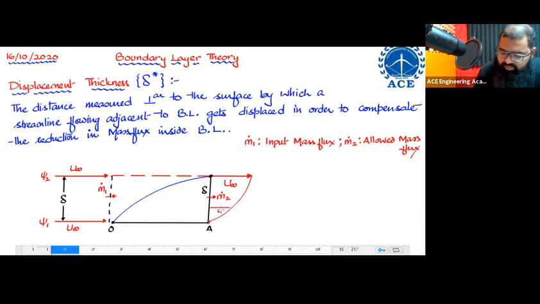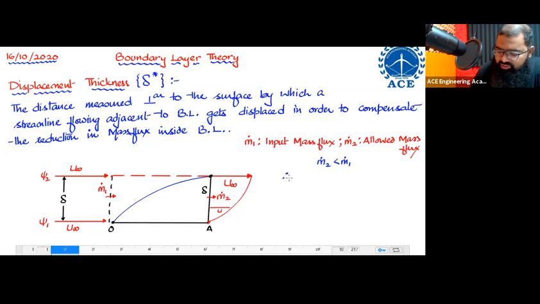Velocity, let us say something which is less than u infinity. Likewise, I'm having less than u infinity, less than u infinity. At some distance later on, I'm having u infinity. That means the velocities over here for m dot 2 are lesser than the velocities for m dot 1. So for sure, I can say the value of m dot 2 over here is less than m dot 1.